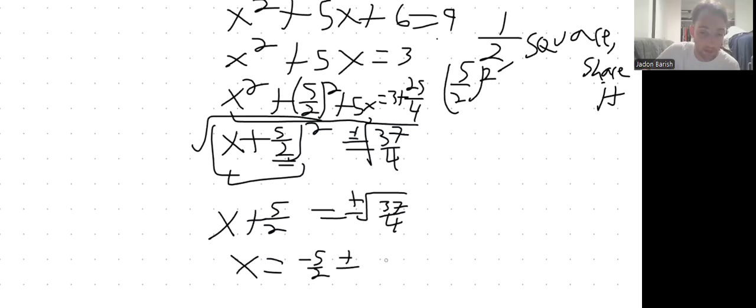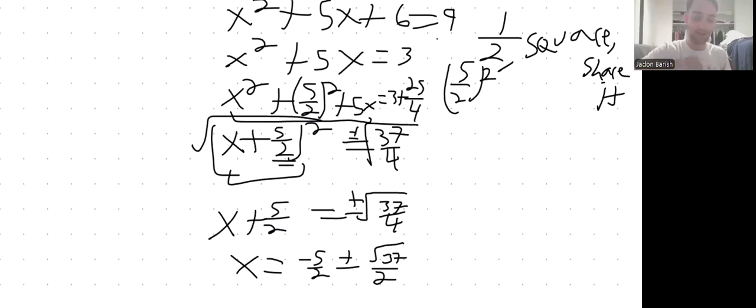It's going to be radical 37 over 2. And that's it. Now if you notice, remember the quadratic formula, you have 2a, right? It's b squared minus 4ac all over 2a. 2 times 1 is 2. That's why they share the same denominator. You see how it kind of comes together?